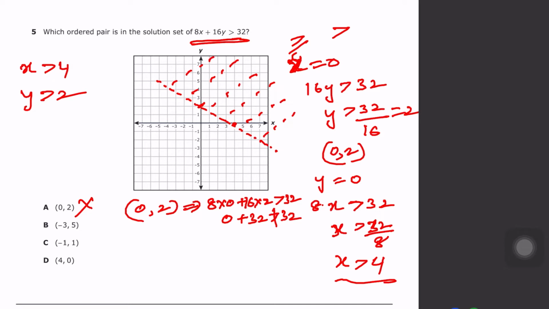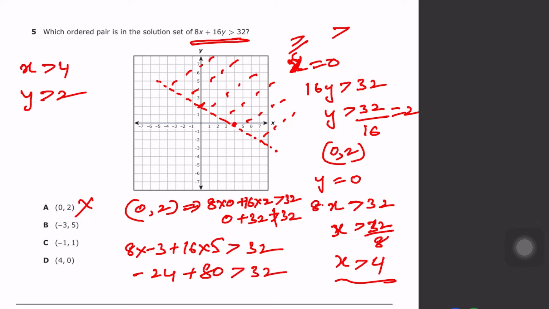Next we'll see minus 3 and 5. So 8 into minus 3 plus 16 into 5. Is it greater than 32 or not? We'll see. Here you're getting minus 24 plus 80 is greater than 32. So you get 56 is greater than 32. Is it a true statement? Yes. So therefore B is one option right now.